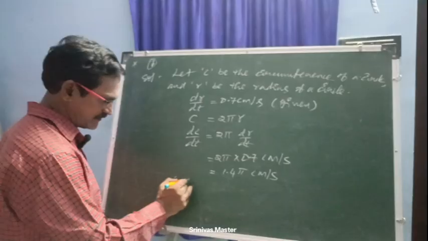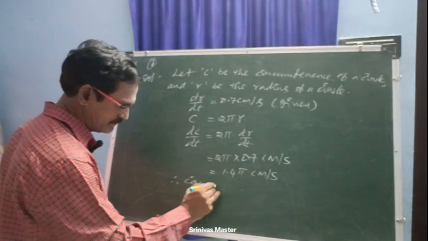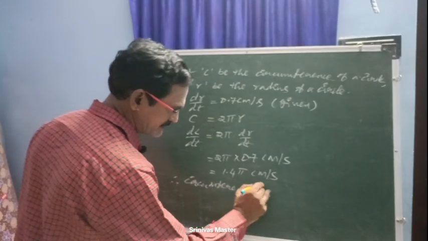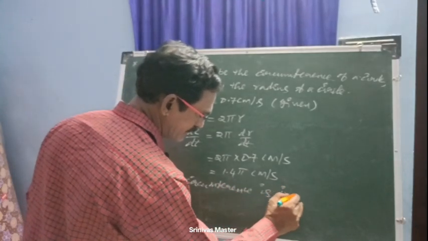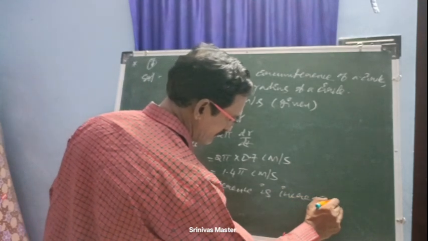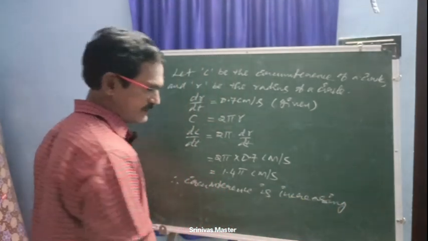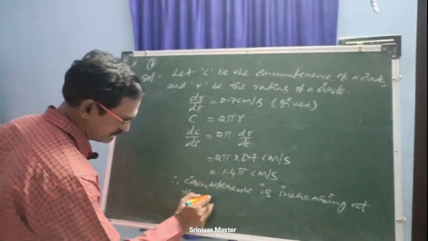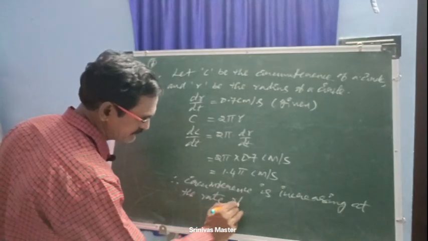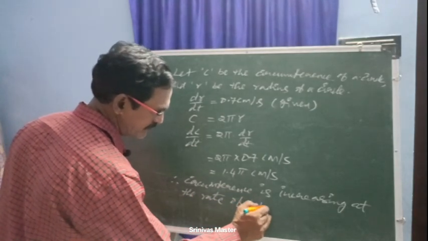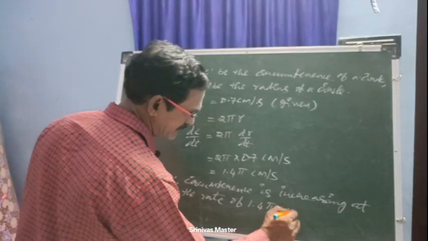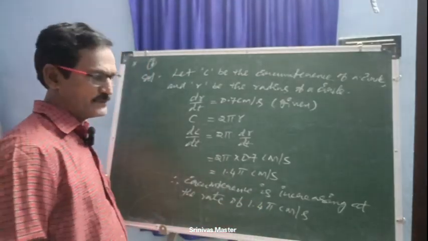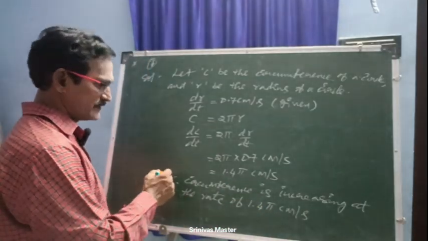Therefore, the circumference is increasing at the rate of how much, children? 1.4 pi centimeter per second. Means per second, 1.4 pi centimeter it is increasing. Okay, this is the result of the given question.